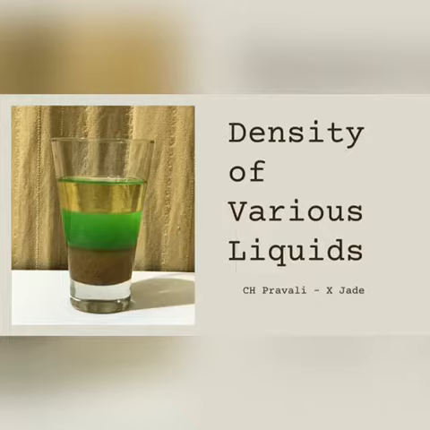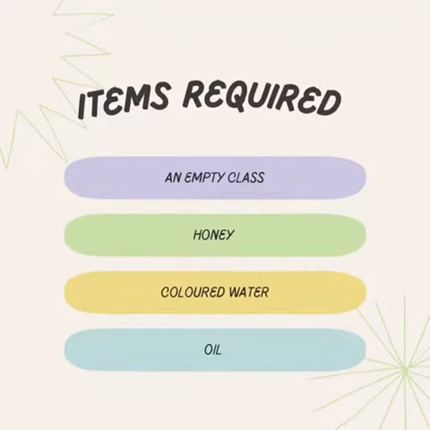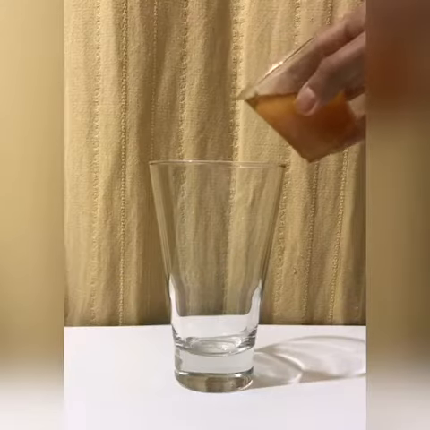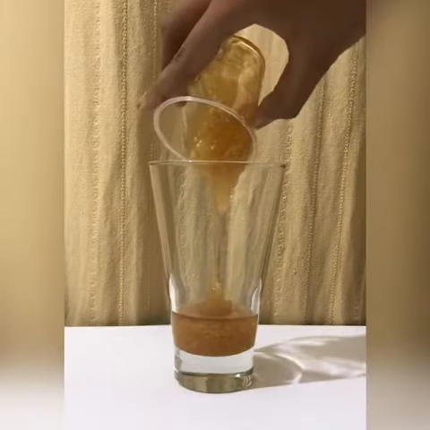In this video, I'll be performing an experiment to show the density of various liquids. The items required are an empty glass, honey, colored water, and some oil. Firstly, you'll need to add the honey inside the empty glass and let it just sit down for some time.